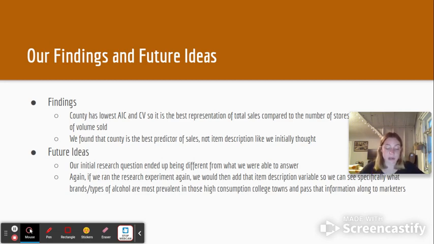which is that, as we talked about earlier, our initial research question ended up being different from what we were able to answer. In the future, we would refocus in on the item description variable in depth. So if we ran the experiment again, we would then add that item description variable so that we can specifically see what brands and types of alcohol are most prevalent in those high consumption college towns and pass that information on to marketers. However, what we did find is still useful information for marketers, and we can still pass that along.